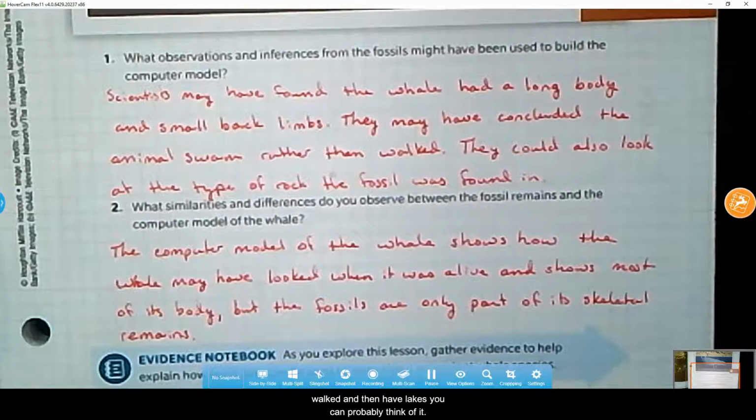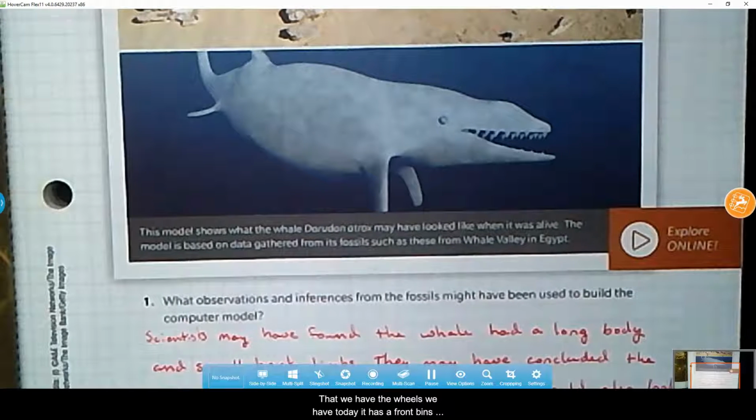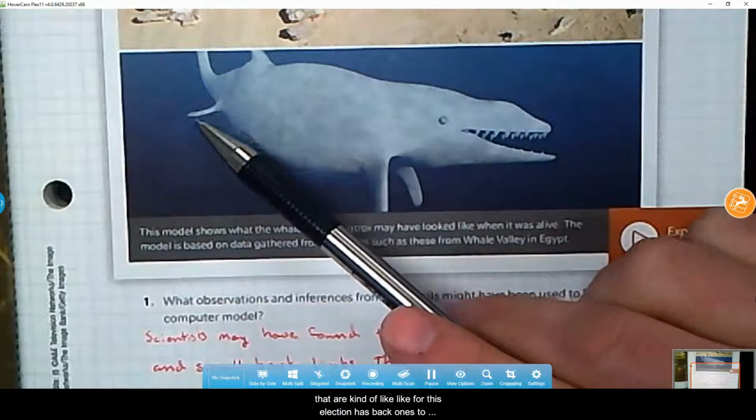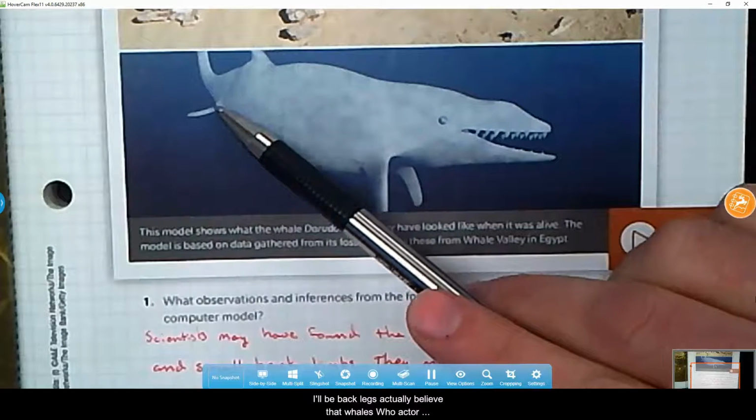If it doesn't have legs, you can probably think that it didn't walk. And they could look at the type of rock it was found in. They can maybe tell a little bit how old it was just by the type of rock it was in. Now, if you look at this whale, it's a little bit different than the whales we have today. It has the front fins that are kind of like legs, but this one actually has back ones too, back fins. Whales today don't have these back legs.